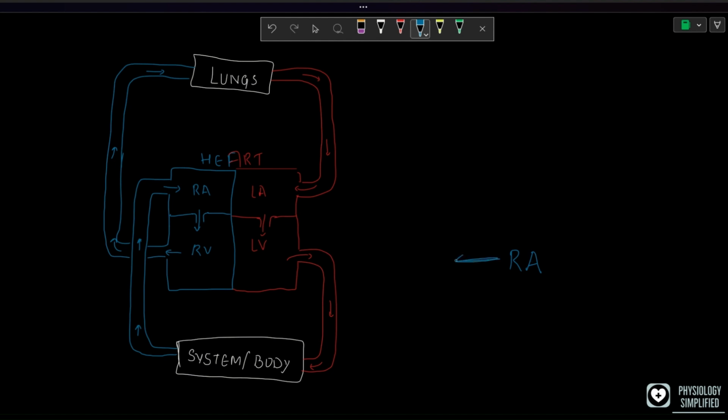So we started from the right atrium. The blood is received into the right atrium and is then pushed into the right ventricle, from where it goes to the lungs for oxygenation, after which it is received back into the heart to the left atrium, from where it goes to the left ventricle, and from there it is supplied to the whole body for oxygen need.